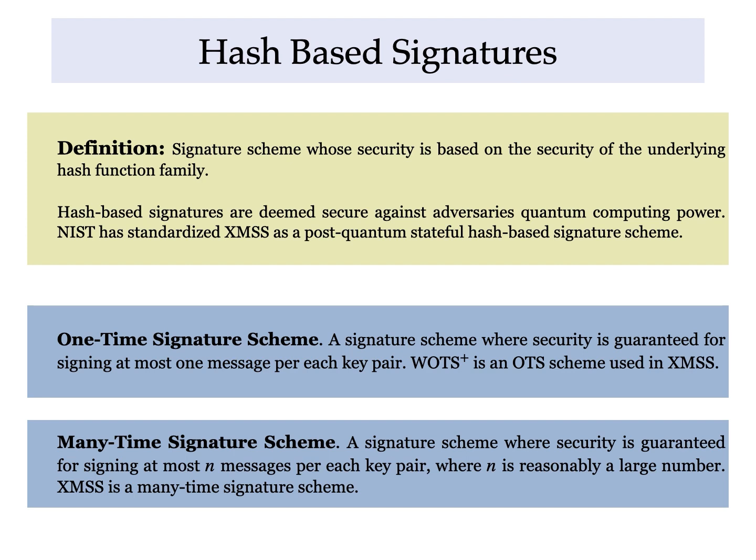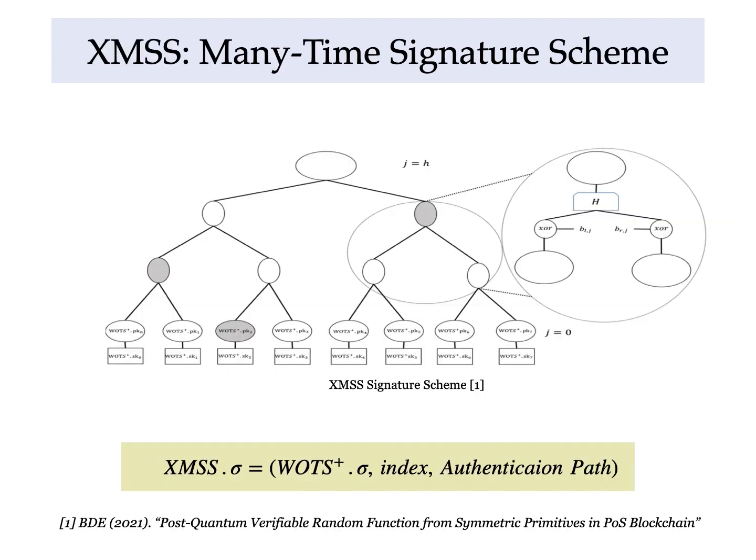And also we have the many-time signature scheme concept, which is a signature scheme whose security is guaranteed for signing up to n messages, and n is usually a reasonably large number, like 2^30, 2^50, and that range depends on the scheme. And XMSS is a many-time signature scheme, which I explain in the next slide.